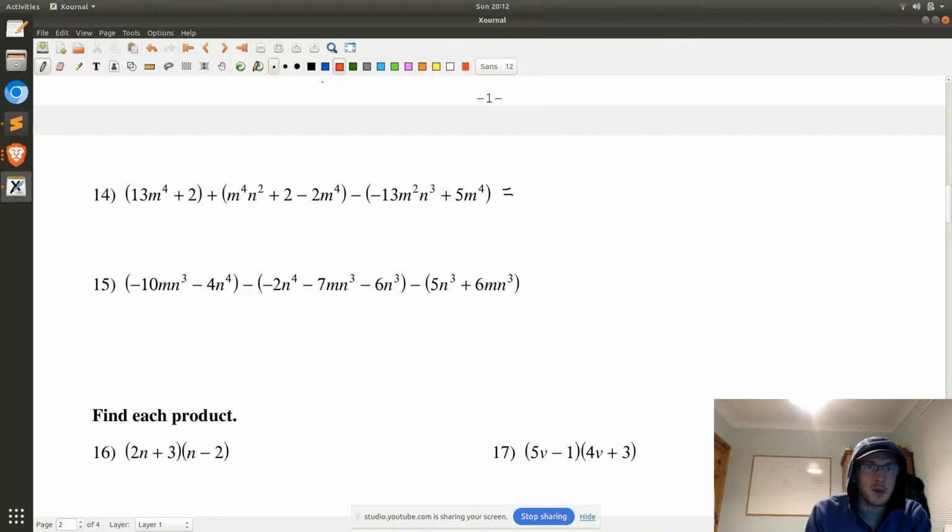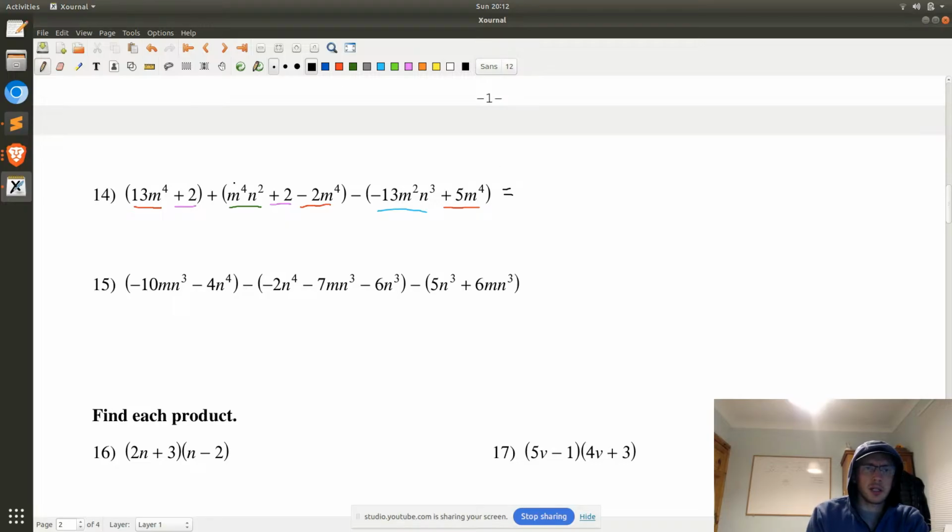Okay, m to the 4 terms first. So we'll make use of colors here. M to the 4, n to the 2 terms next. There's only one. Constants, there and there. And finally, that term there. So I'm going to put them in order. I'm going to put the term with the highest degree first. What does that mean? Highest degree?